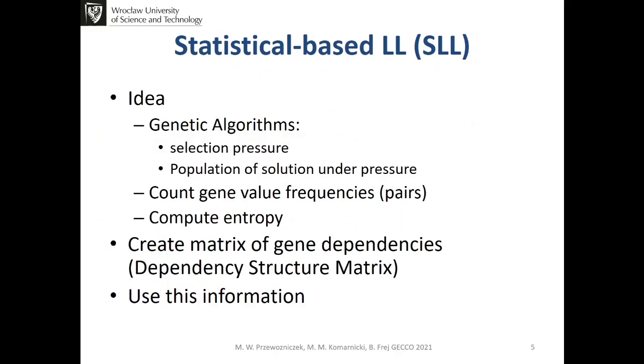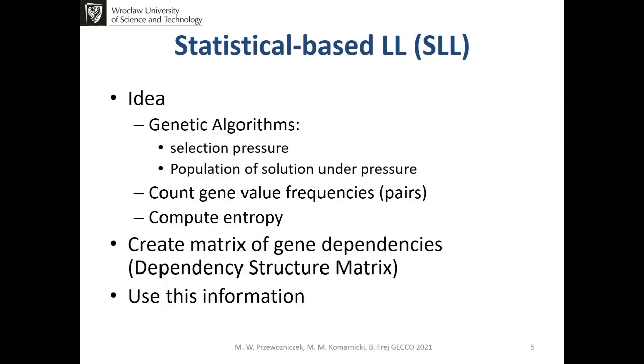Statistical-based linkage learning. The general idea is that, okay, we have the genetic algorithm. The GAs have the selection pressure, so we have the population which is under this pressure. And in general, in the subsequent iterations of GA, we expect that the individuals will tend to converge to better solutions. So what we can do is count the frequencies of pairs of gene values, which are represented by our population. If we have it, then we can compute the entropy.